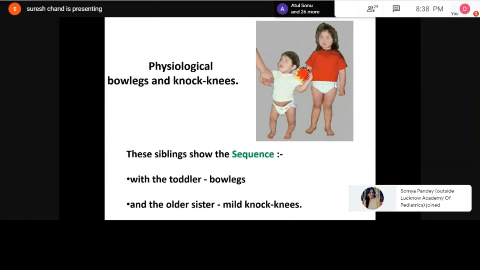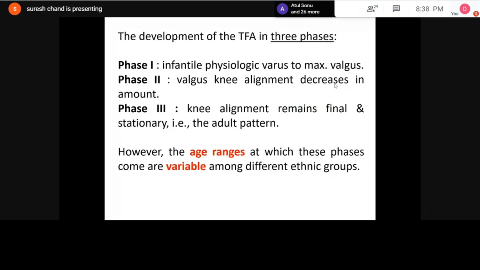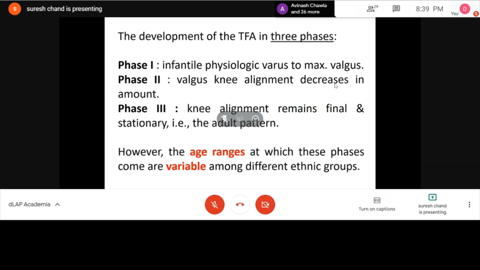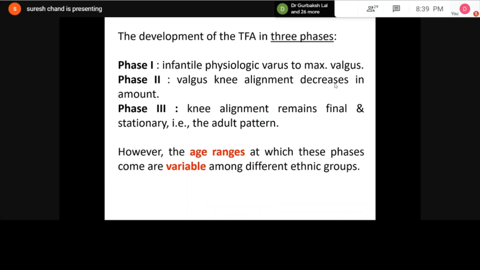So in summary, we have three phases of TFA, the tibiofemoral alignment. In phase one, from infantile physiological varus to maximum valgus. In phase two, valgus knee alignment decreases in amount to the normal adult value. In phase three, it remains almost the same during adult life.